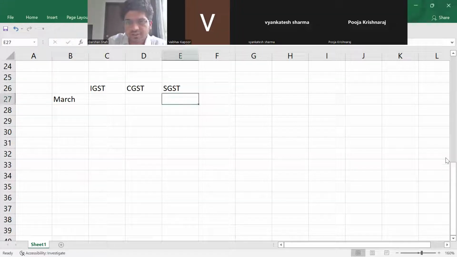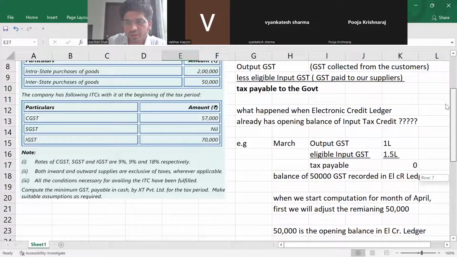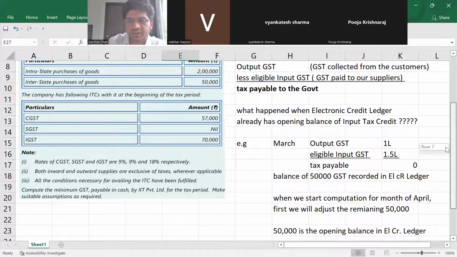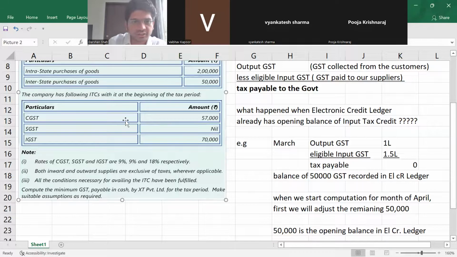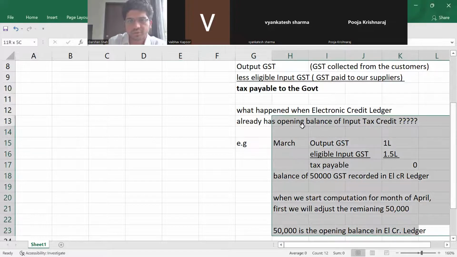I'll just scroll up. So for those who have joined late, what I have been telling is what happens when there is an opening balance in the electronic credit ledger. Okay. This question right now I'll not do; I'll do it later.